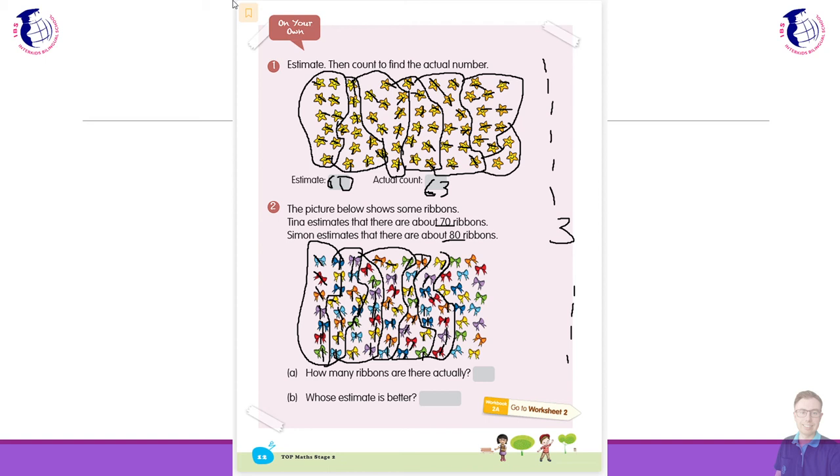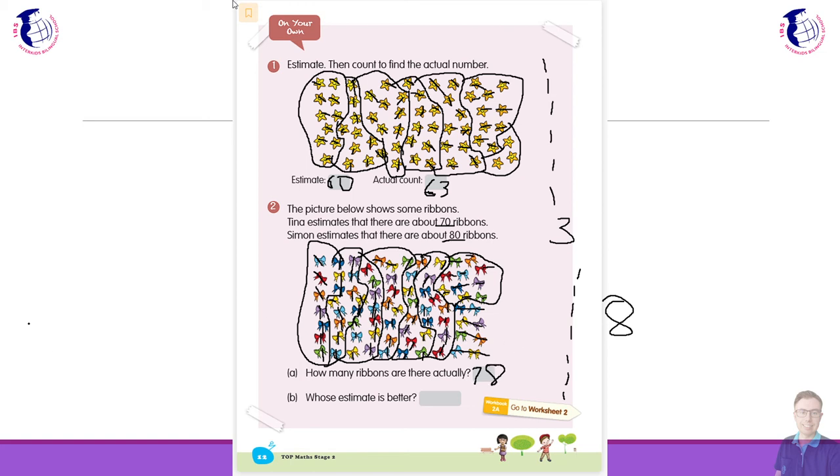Circle around here. It's another 10. And 1, 2, 3, 4, 5, 6, 7, 8, 9, 10. How many 10s have we got now? 1, 2, 3, 4, 5, 6. Then 1, 2, 3, 4, 5, 6, 7, 8. Let me just double check this. 1, 2, 3, 4, 5, 6, 7. So we've got 7 10s and an 8. So our total is 78.